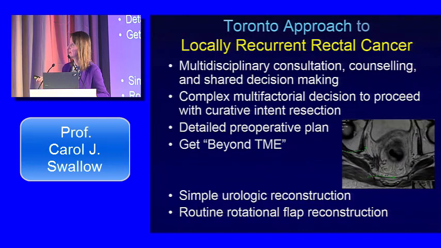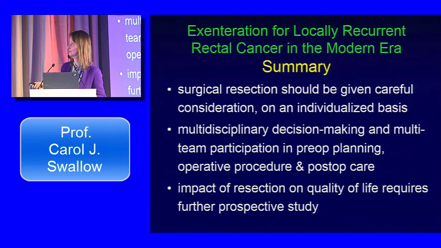Finally, our approach overall is to get multidisciplinary consultation, counseling of the patients preoperatively, and shared decision-making with the patient and their family. It's a multifactorial decision to proceed. It usually takes us 4 or 5 visits with a patient to make a decision. We have a detailed preoperative plan, and you have to remember to get beyond the TME, not the TME plane, which is emphasized so much for primary rectal cancer. Simple urologic reconstruction and routine flap reconstruction.